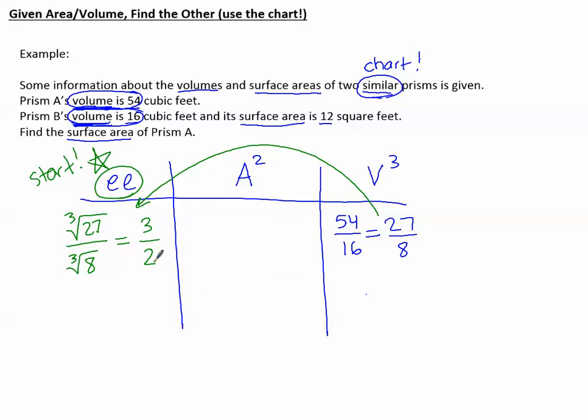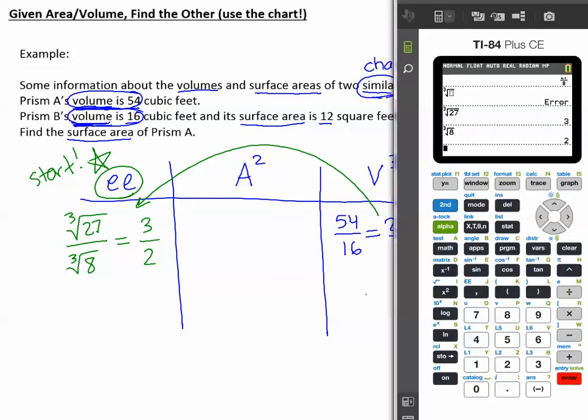Now let's say I forgot to reduce this and I tried to take the cubed root of the original numbers, 54 and 16. See what would happen? Cubed root of 54. And I get a decimal. That would be really yucky to work with, and that's never going to happen. So if you see that, think about that. We didn't simplify our fraction first.